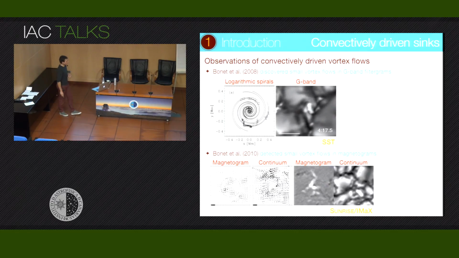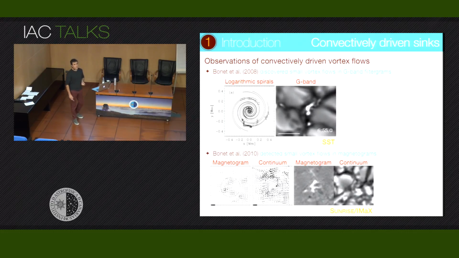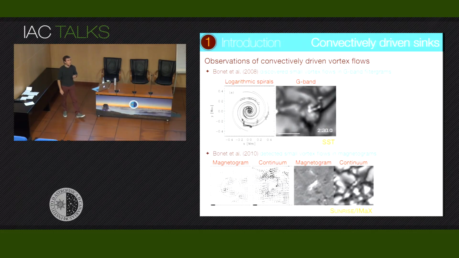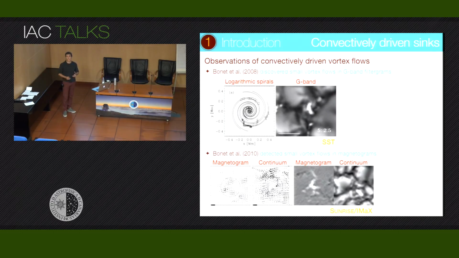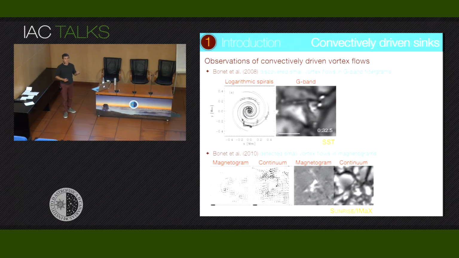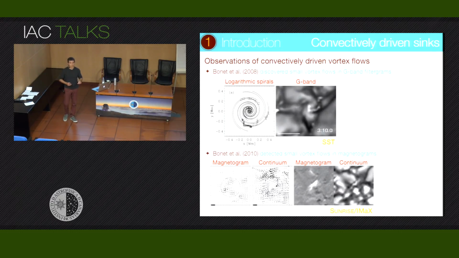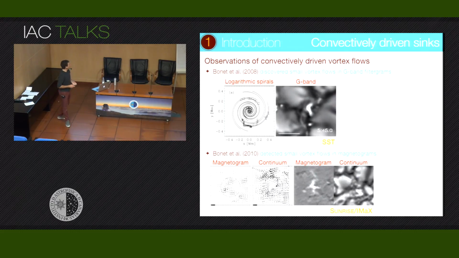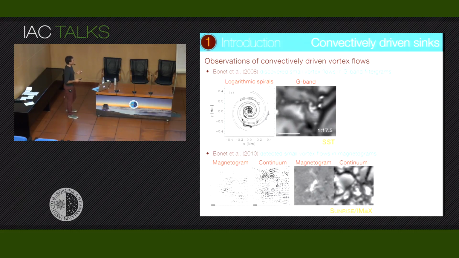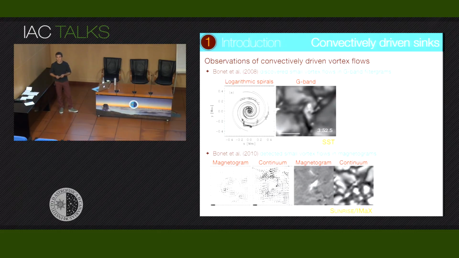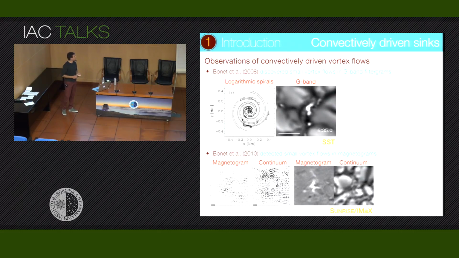Such an observation may suggest that localized sinks are locations where the magnetic fields can concentrate. However, in order to see if there is such a relation between sinks and magnetic fields, statistical information is still required.